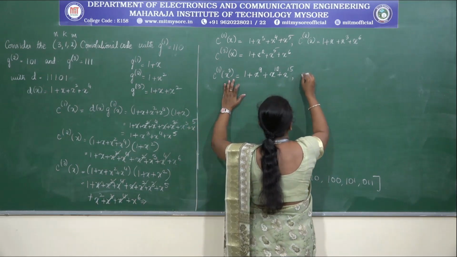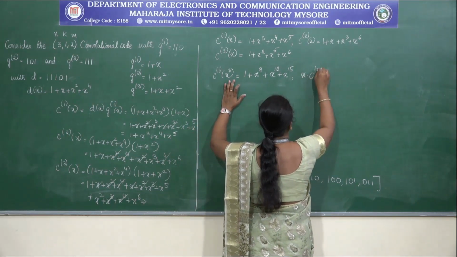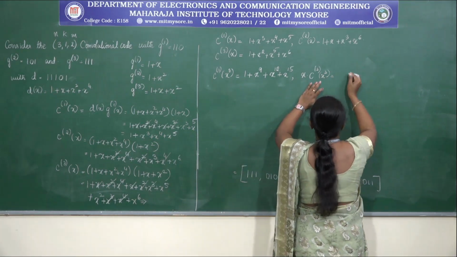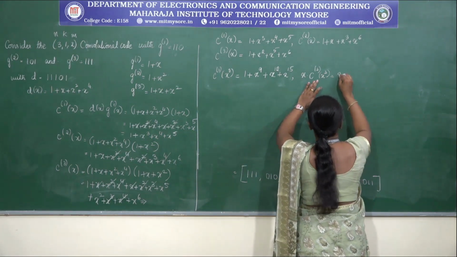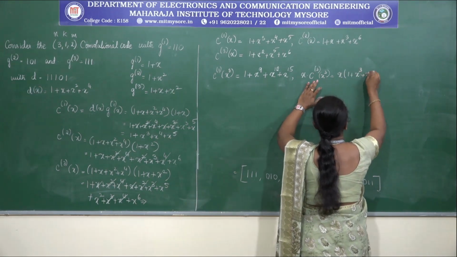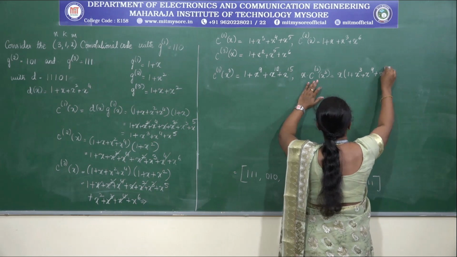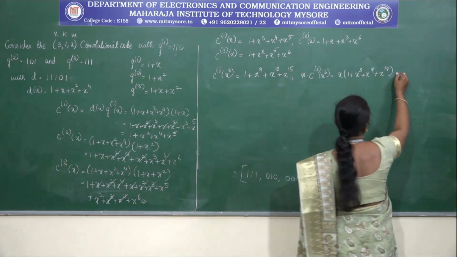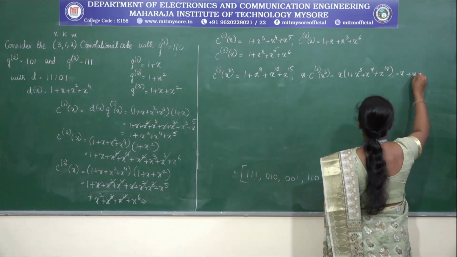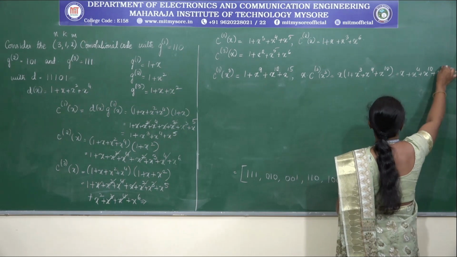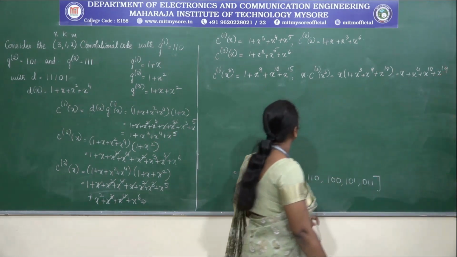So, similarly, it is x into C2 of x to the power of 3. So, we are going to get x multiplied by 1 plus x to the power of 3, 9 plus 18. So, further we are going to get x plus 4 plus 10 plus 19.